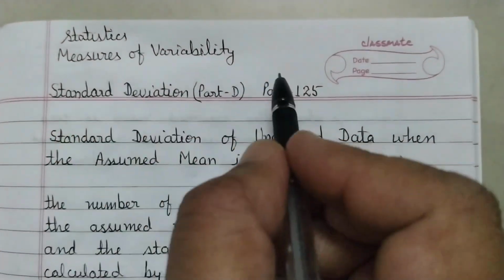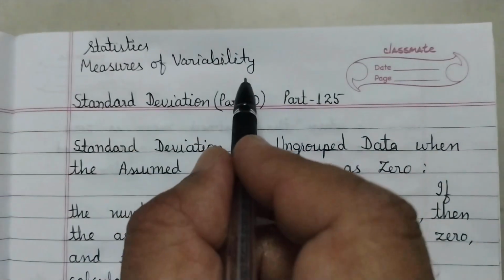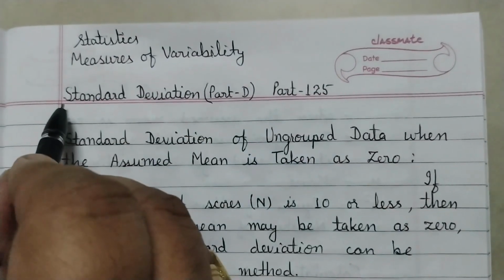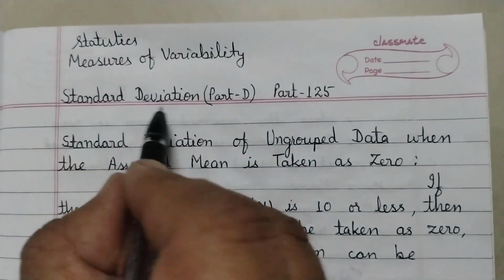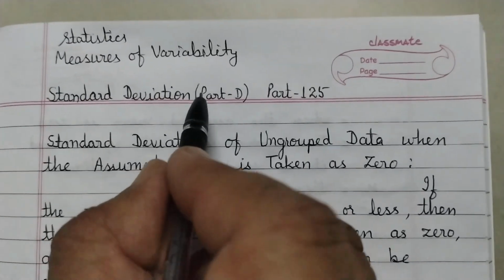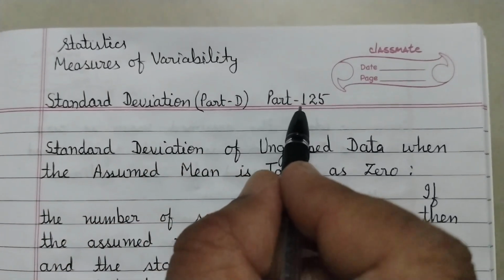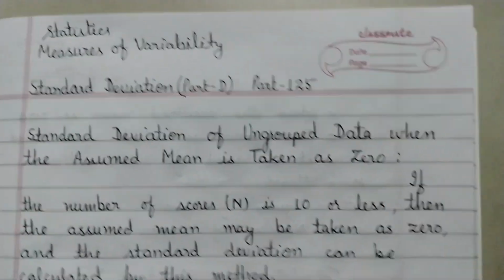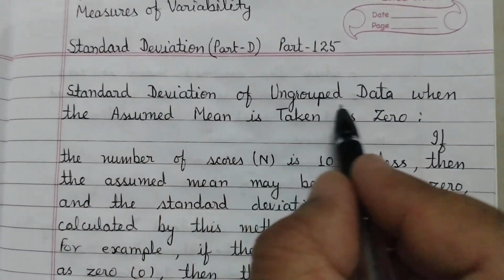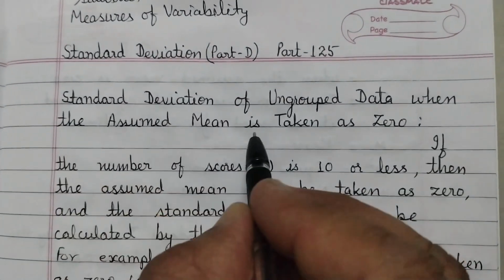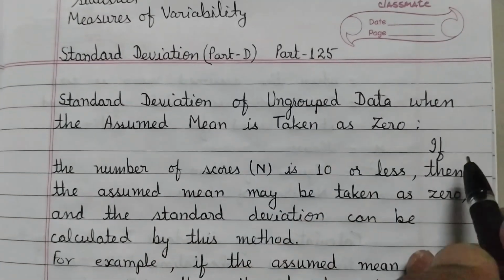Statistics, measures of variability. Chapter is measures of variability. In that chapter I am covering standard deviation, and this is the fourth part of the standard deviation, and overall the 125th part. So, standard deviation of ungrouped data when the assumed mean is taken as 0.